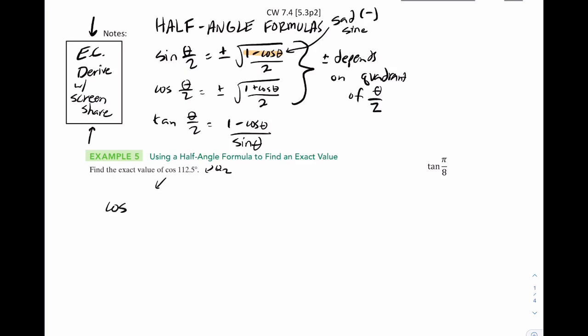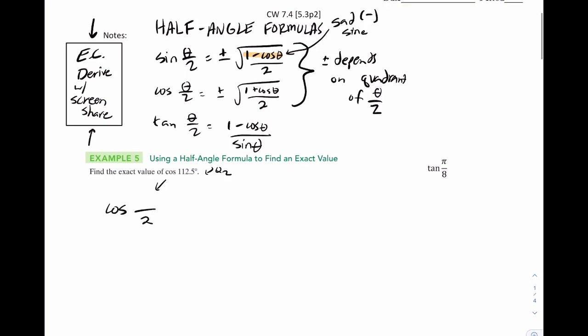The first thing after that is we're going to rewrite 112.5 as something over 2. So simply multiply that by 2, and notice how that's 225 degrees. That's the exact same number. Now we can apply our formula, plus or minus the root of 1 plus cosine 225 degrees all over 2. Remember earlier we said that it's in quadrant 2, so this thing must be negative, so make that negative.